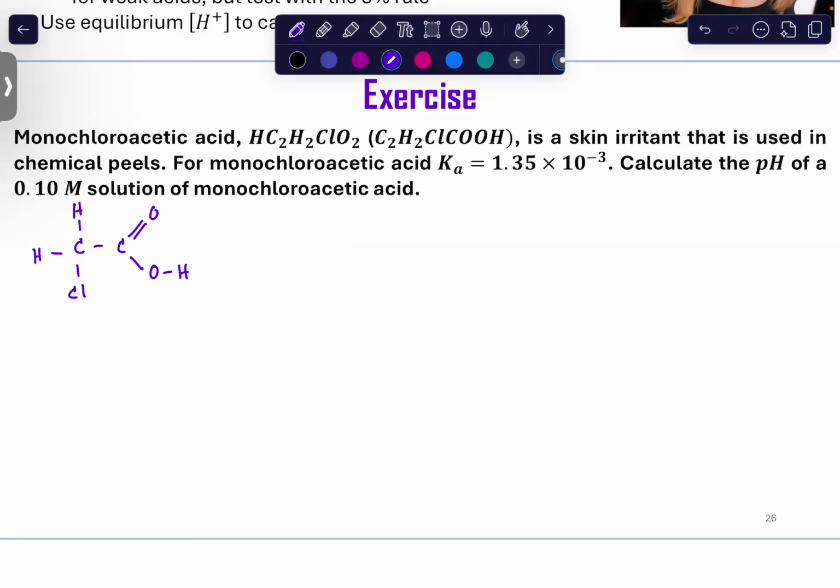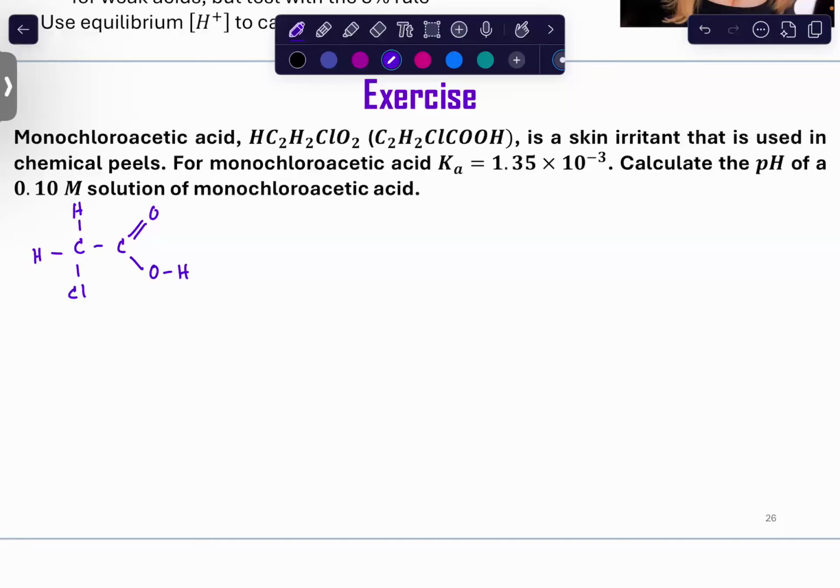Okay, so this is a skin irritant that's used in chemical peels, which is always funny. People are like, I'm going to be beautiful, I'm getting a chemical peel. They're spreading chemicals on your skin and then they're peeling your skin off like a glove. So sounds a little rough.